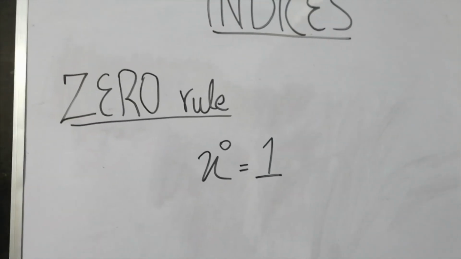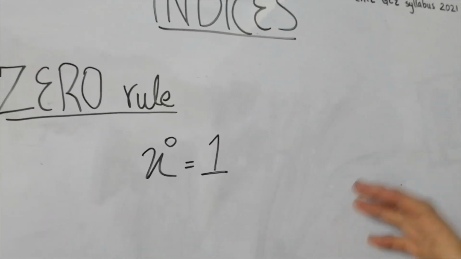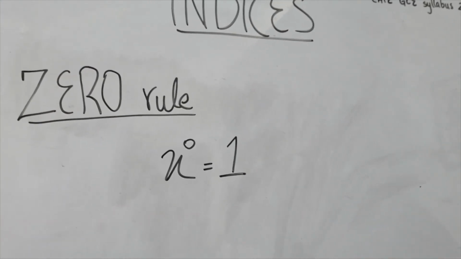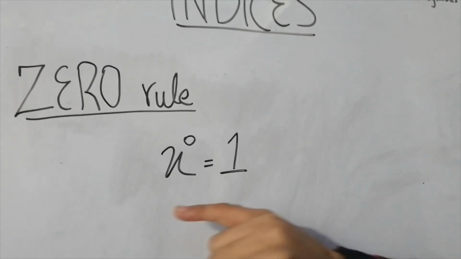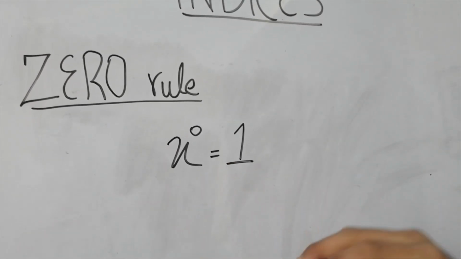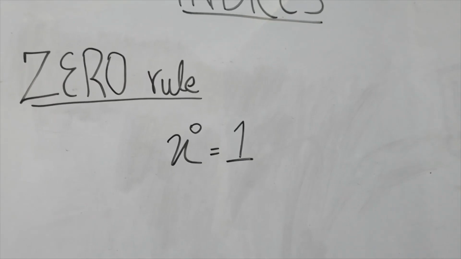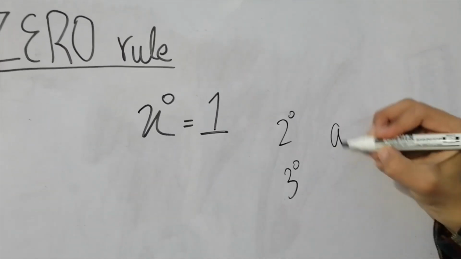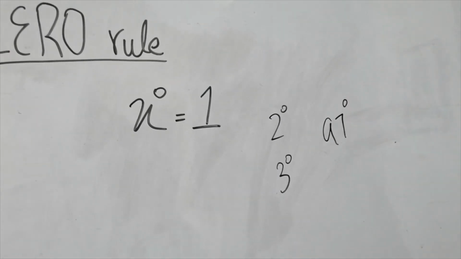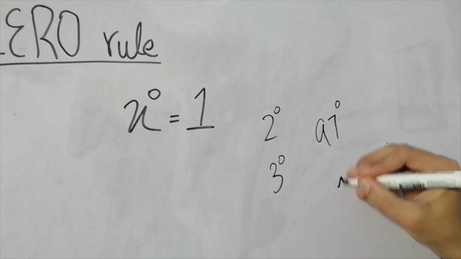Last but not least, the zero rule. Even though it doesn't look very impressive, this is actually a very important rule when it comes to solving questions of indices. It's very simple. It states that x power 0 is 1. Actually, any number power 0, even if it's 2 power 0, 3 power 0, 97 power 0, anything power 0 will become 1.